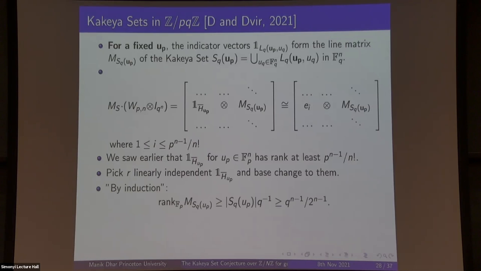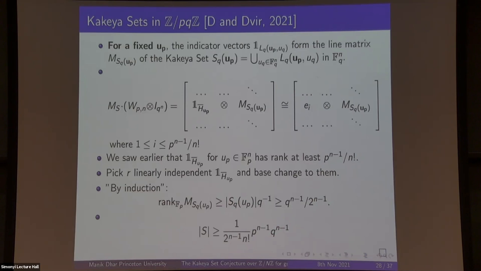So exactly. We had a lower bound for the rank of M_SQ, which was the size of the set S_Q, but that was over any field. So namely, it works over the field F_p as well. And we already know lower bounds for the size of S_Q, namely Q raised to n minus 1 by 2 raised to n minus 1. Right? And if you put these things together, you get p raised to n minus 1 times q raised to n minus 1. You get n factorial from here, 2 raised to n minus 1 from induction.